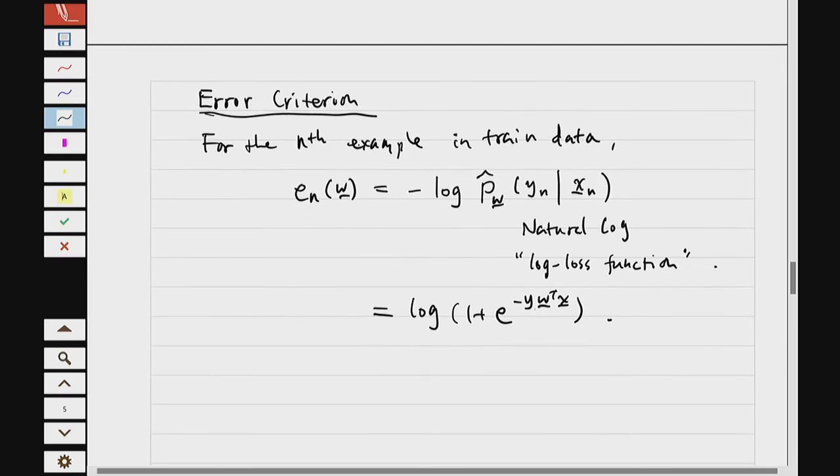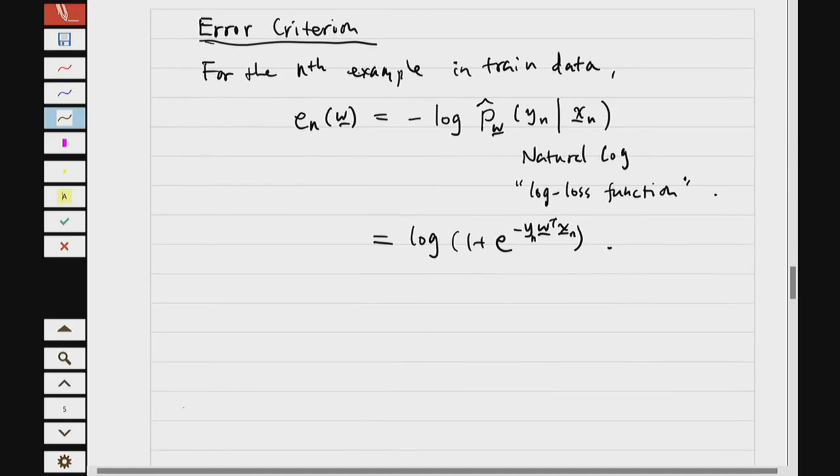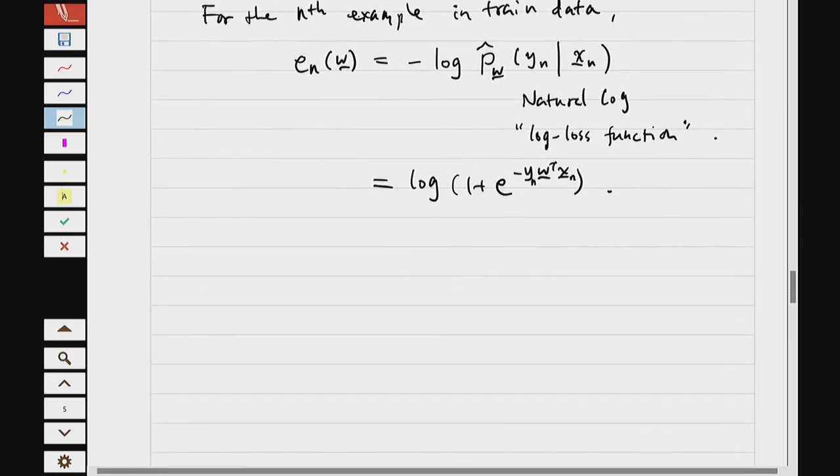I should say y_n x_n. This is the nth. What does this look like? If we plot this, s, of course, s is this inner product. Well, what does it look like? It is a log of 1 plus e to something. It depends on what y_n is, so depending on whether this exponent is positive or negative.